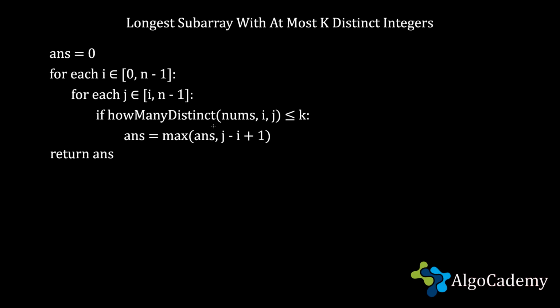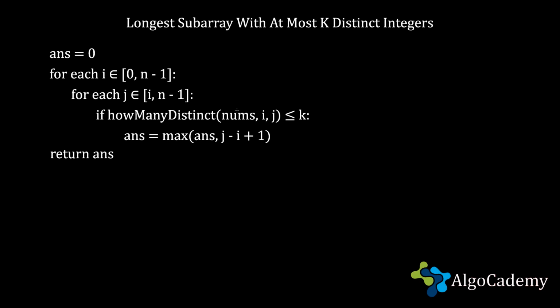I'm not going to write the code for the how many distinct function because you can find that solution and the code in the number of distinct values lesson. But again, make sure you understand that lesson, you know how to solve that problem, and the only thing that you need to do is count for only the subarray that starts at position i and ends at position j, and not for the whole array. And this is it. Now, let's analyze the time complexity of this brute force approach.